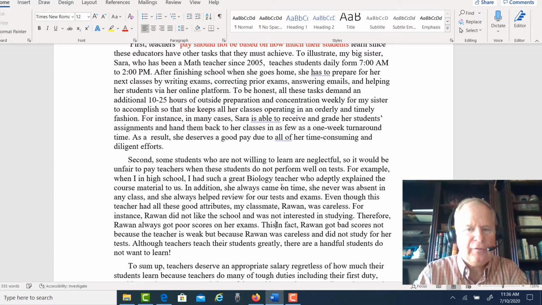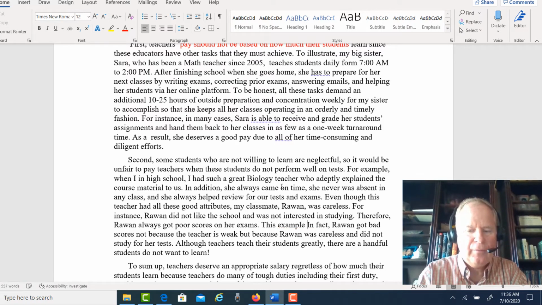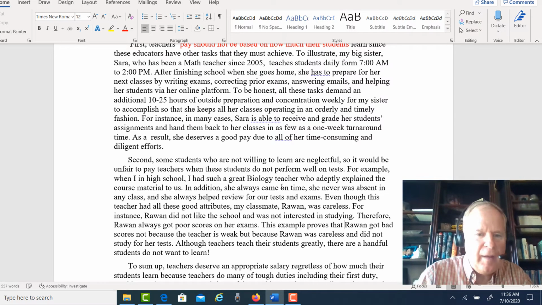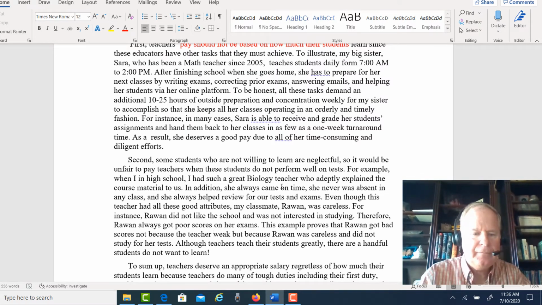You can put this example proves that Rawan got bad scores not because a teacher was weak, but because Rawan was careless and did not study for a test.